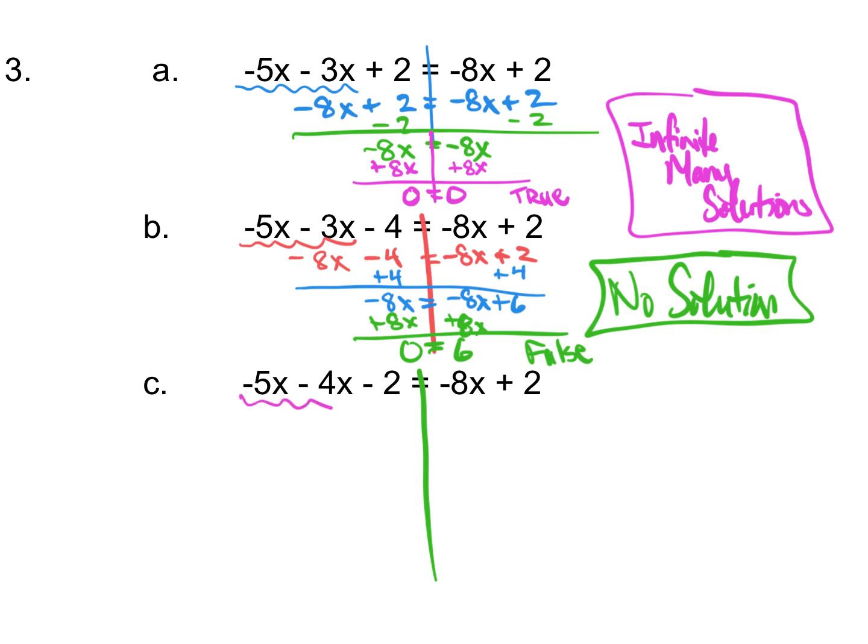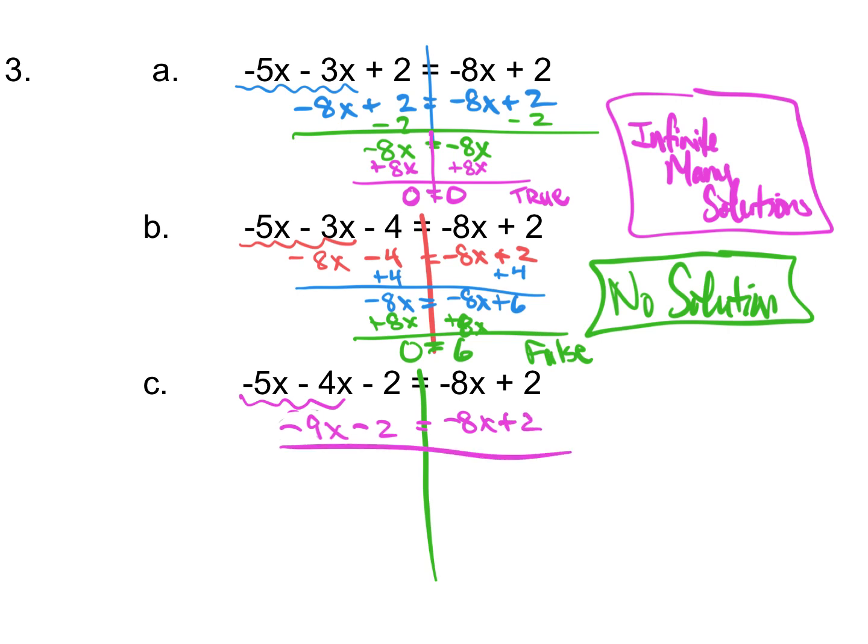All right, C, 8x, or no, that's not 8x. Let's try it one more time. Negative 5 minus 4 is negative 9x. Sorry, a cold's getting in the way. Negative 9x minus 2, negative 8x plus 2.